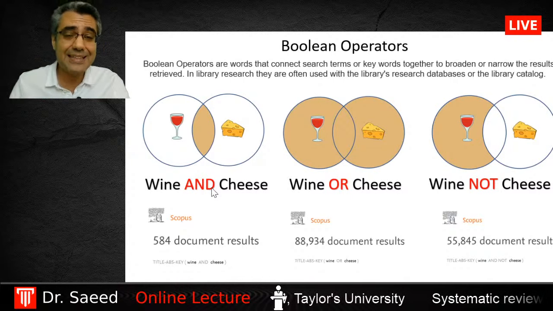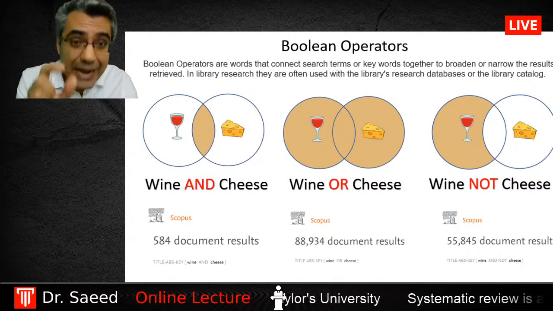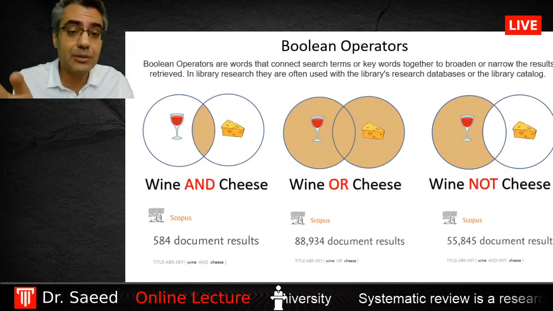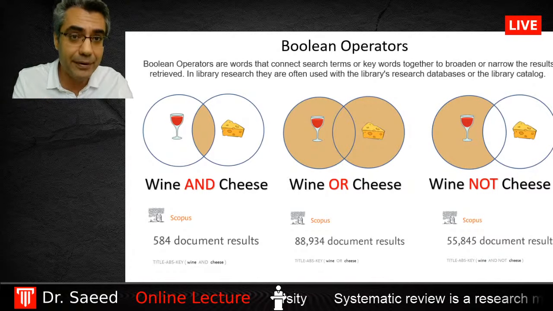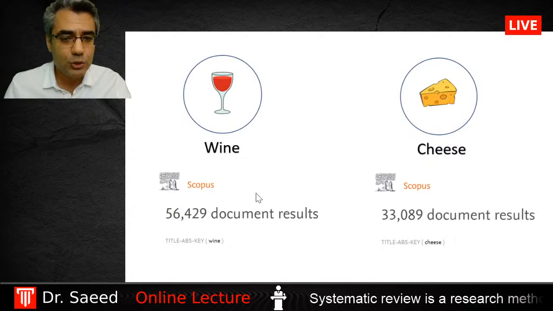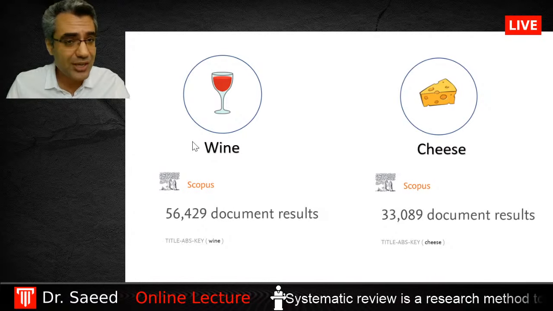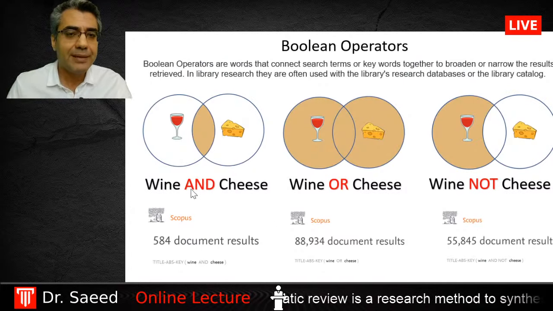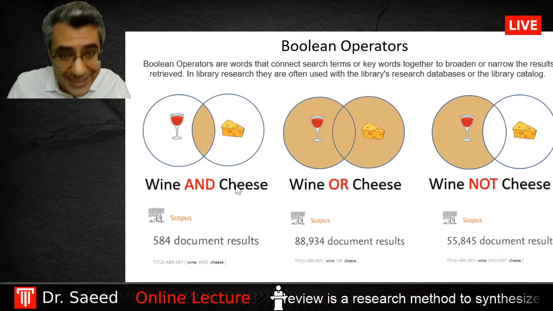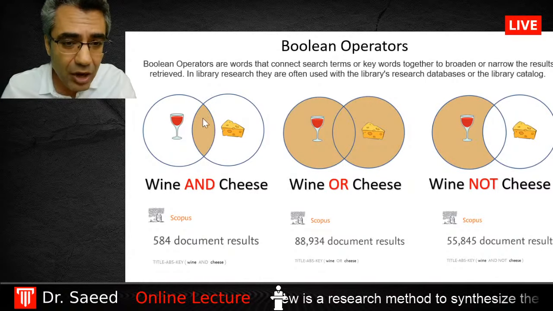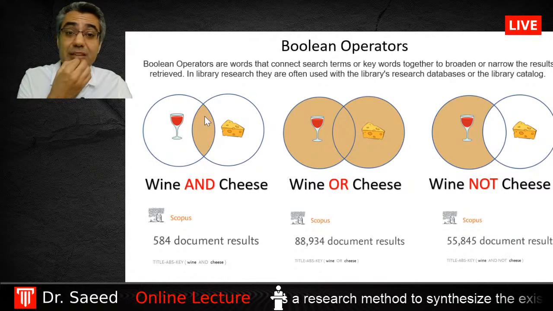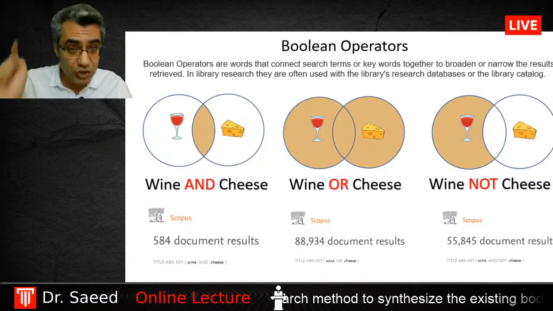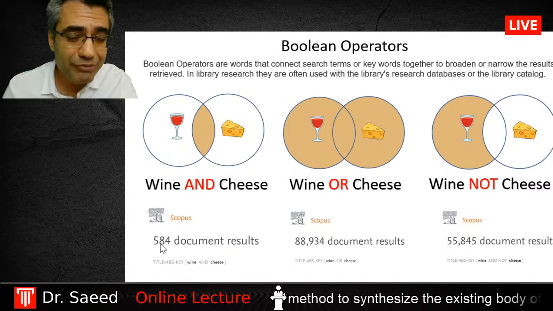So what is and? And, as I mentioned, means in the abstract, title or the full body, whatever. When you use and, both terms, both blocks must be in the paper. So you see 56,000 papers mentioned wine, 33,000 papers mentioned cheese. When I search for wine and cheese, only the highlighted, shaded area will be included, meaning papers that included both wine and cheese. So the number reduced to 584.